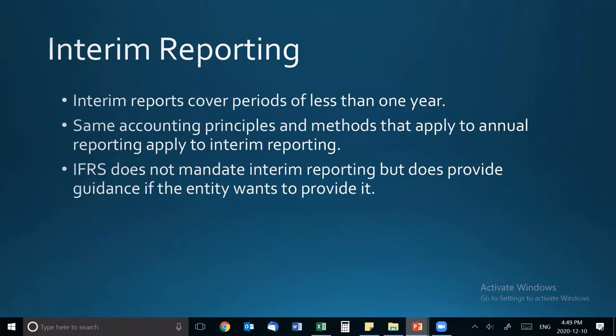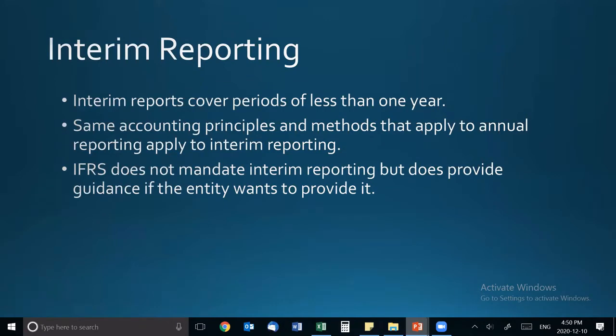All right, next topic, interim reporting. Interim reporting means that you're reporting your financial statements over periods of less than 1 year. So it's very common for big companies to do this. So maybe they report their financial statements quarterly or semi-annually. Quarterly seems like the most common one. They could also do it monthly if they wanted to as well.